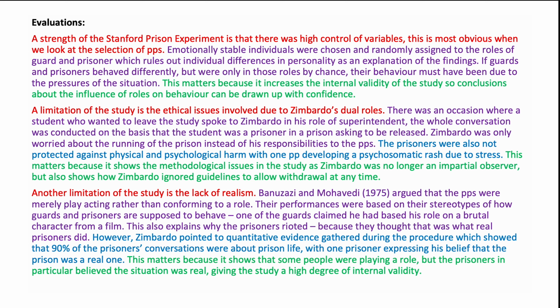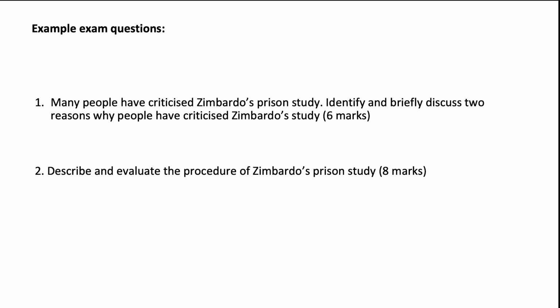I hope those evaluations all sound good. If you are doing a 16 marker on Zimbardo's Stanford prison experiment, you will need 3 evaluations, unless there is a stem or a scenario beforehand, then you only need 2. So now we will look over some example exam questions for you to have a go at.